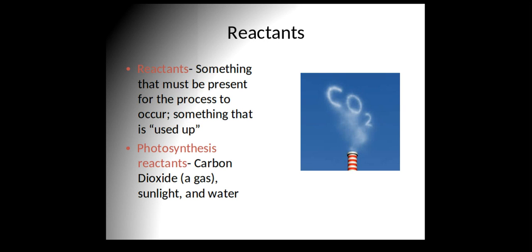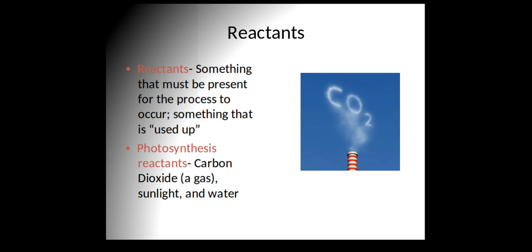Plants, in order to make their own food, meaning photosynthesis, need three things as well. These things are called the reactants. Please write down that reactants are something that must be present for the process to occur. The three reactants of photosynthesis are carbon dioxide, which is a gas, sunlight, and water.